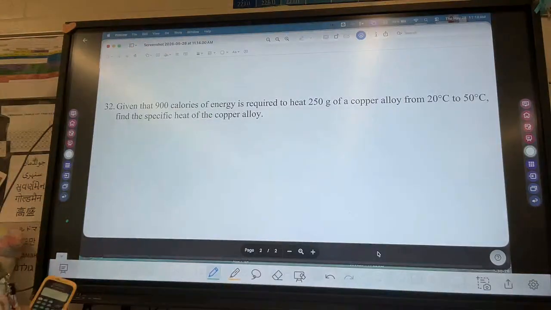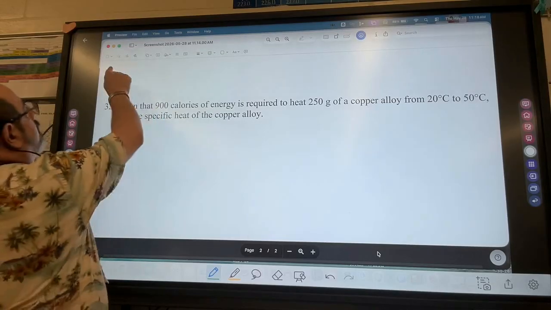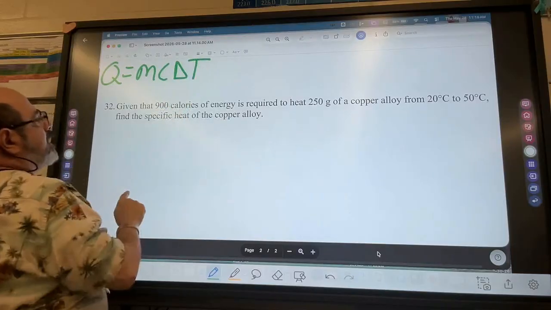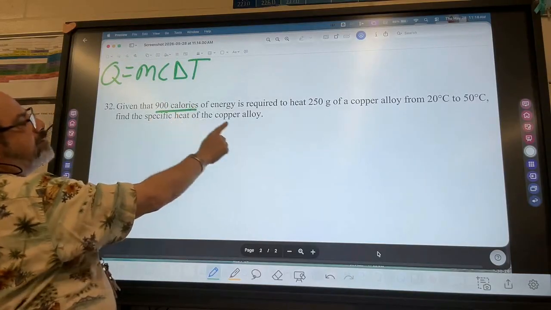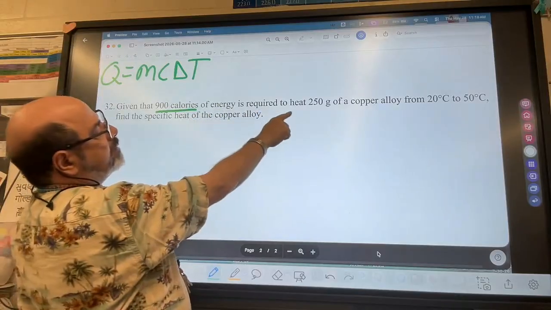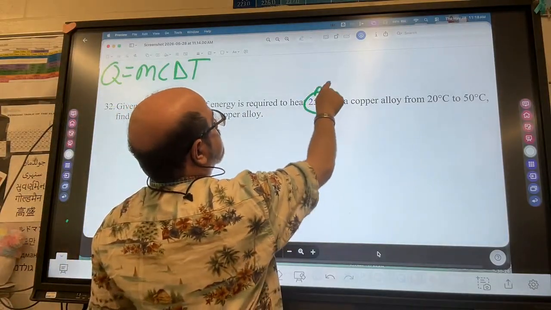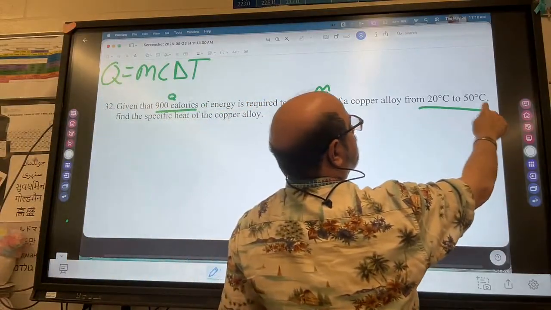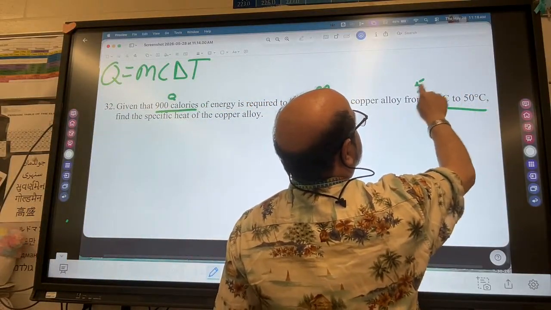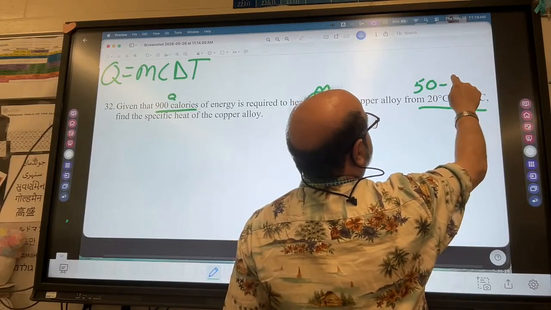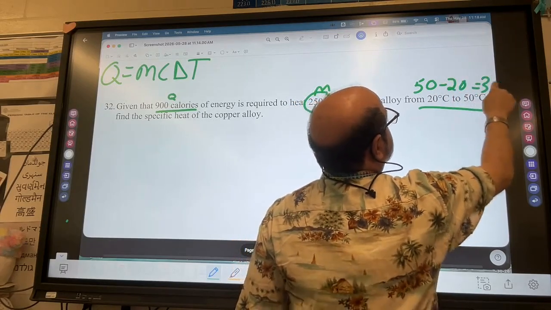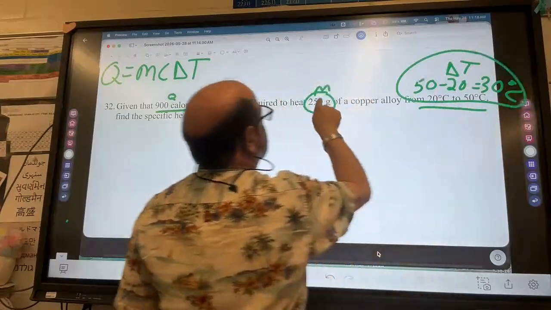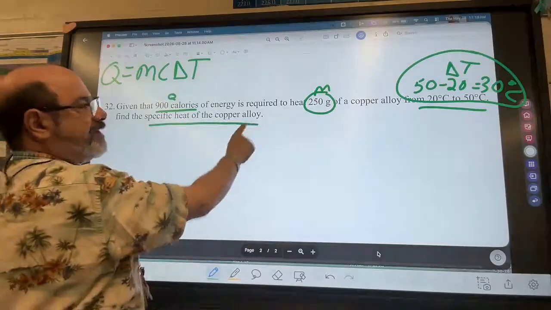Next question, we have our equation, Q equals mc delta T. Let's see if we need it as is. Here's the Q, the energy. Here's the grams, that's the mass. Here's the change in temperature from 20 to 50, which is final minus initial. 50 minus 20 gives us 30 degrees C. That is our delta T. So we have our letters, and we're looking for the specific heat.